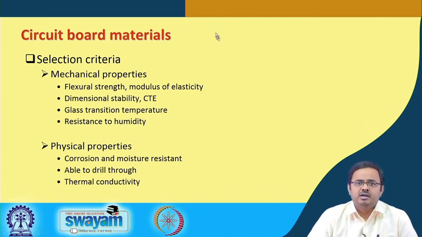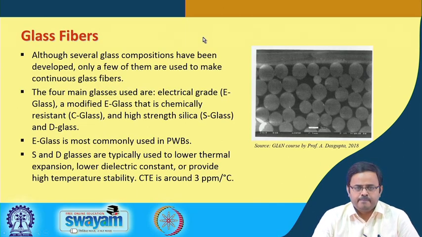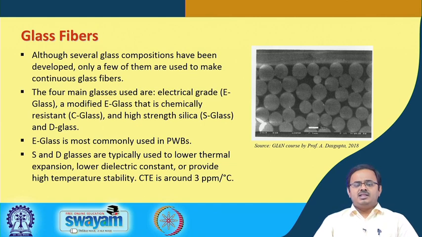All right. What next? So, now let us look at some of these materials that we are talking about. Okay. So, glass fibers, you see this. So, glass fibers are there that make up one of the major materials of the printed circuit board, the laminate part.